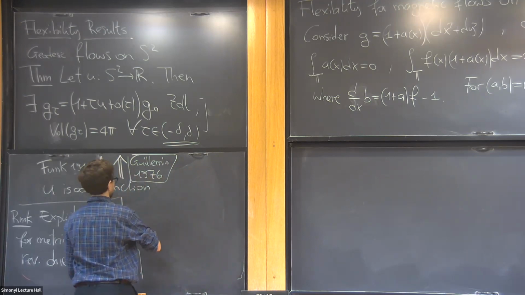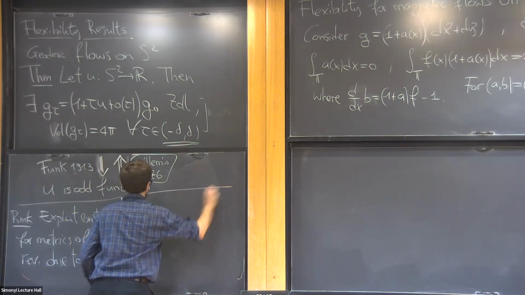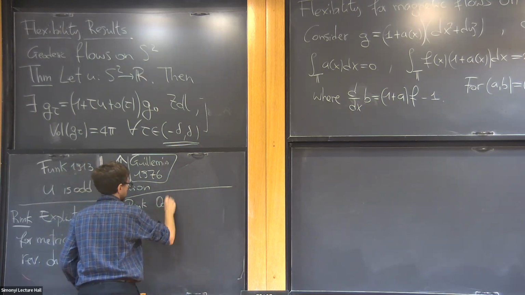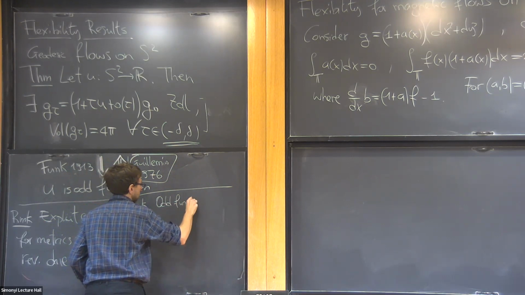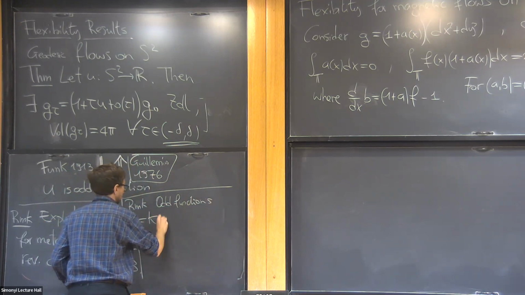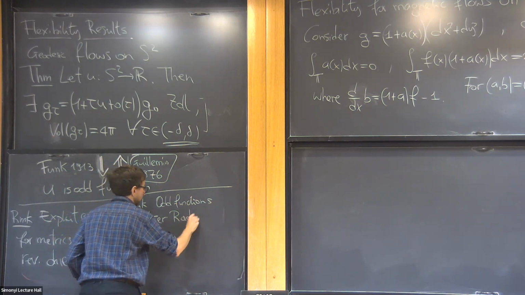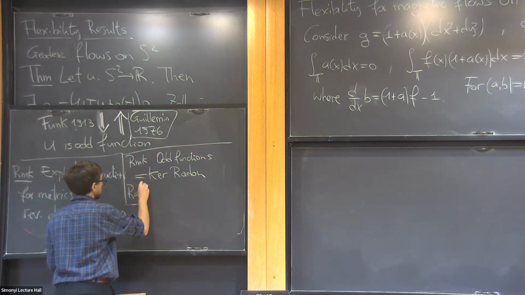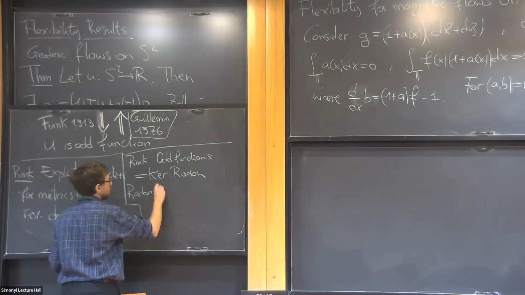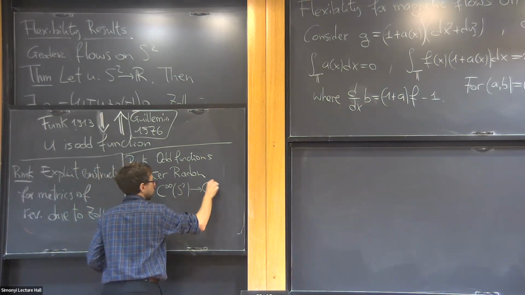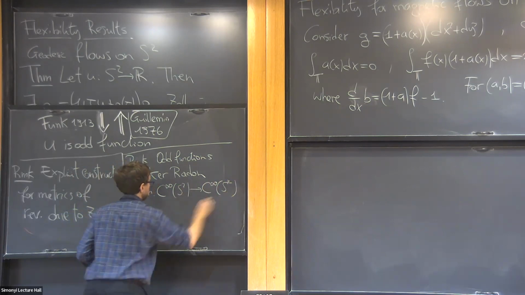So here the observation is that odd functions are equal to the kernel of the Radon transform. What is the Radon transform? It takes a function on S2 and gives me a function on S2.